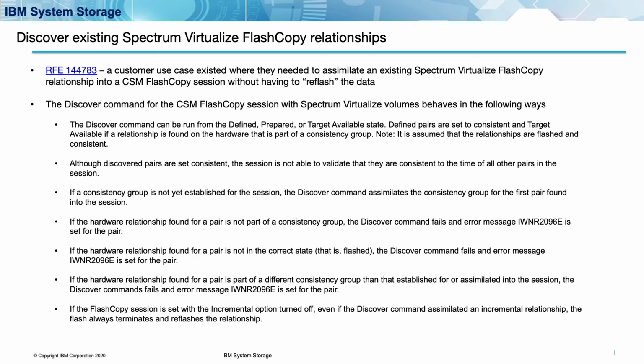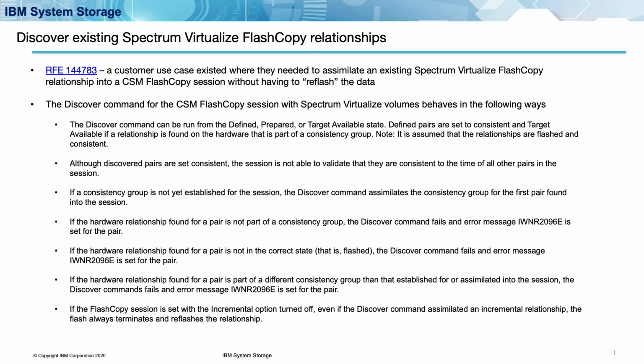They had a scenario where they were basically trying to flash onto some primary volumes, and they wanted to assimilate those. They were doing that through the SVC CLI through automation, and wanted to assimilate those relationships into a CSM session. If they didn't have this discover feature, basically CSM would just delete and then reflash the relationships. And they didn't want that. They wanted to keep the relationships there because they were incremental and didn't want that full copy to happen again. So we've added the discover command so that it's allowed for Spectrum Virtualize volumes in addition to the DS8000 volumes.